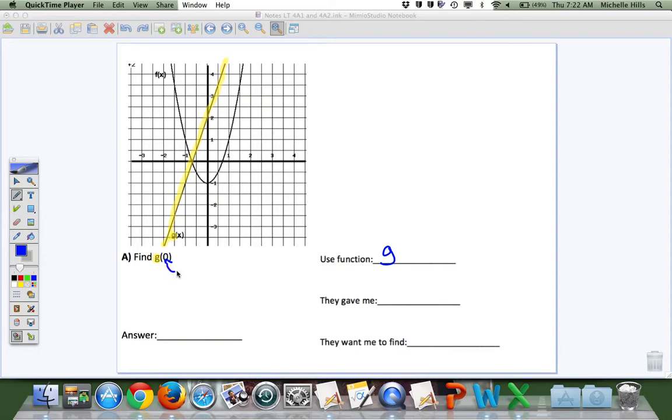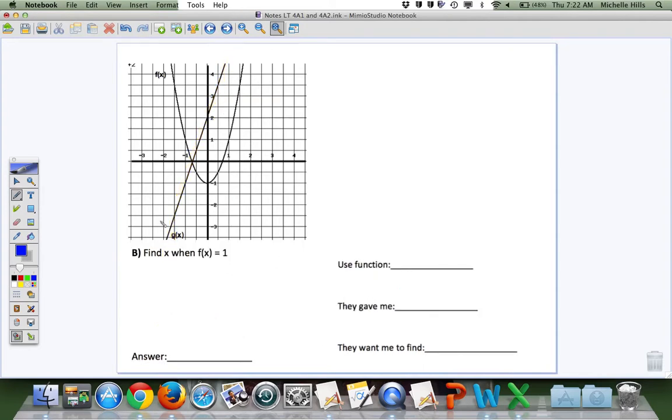What they gave me, the 0, is inside the parentheses. Inside the parentheses is x. So they gave me x, and if they gave me x, they want me to find y. Now, I wouldn't write this part out on every problem that I do, but this is my thought process. So when they say find g of 0 equals something, which means go to where x is 0, stay where x is 0 until it intersects function g, and then give the y value there. So g of 0 equals 2.